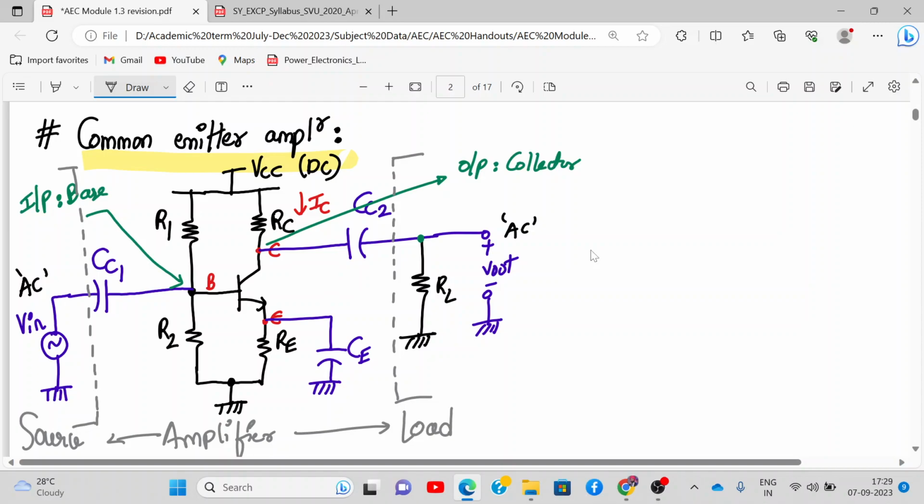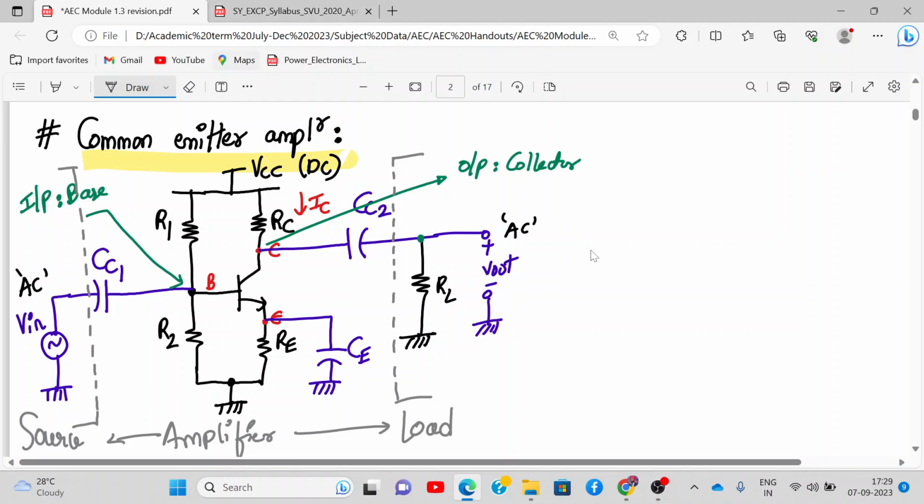Sir, how do we decide these lines? How do we draw them exactly? Which lines? The ones where you're separating the source, amplifier and load, right? Yeah, that's what I'm asking. How do we exactly separate this?